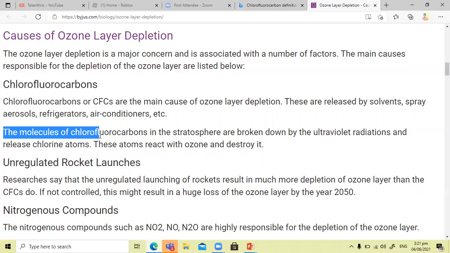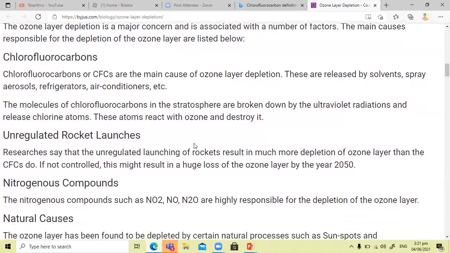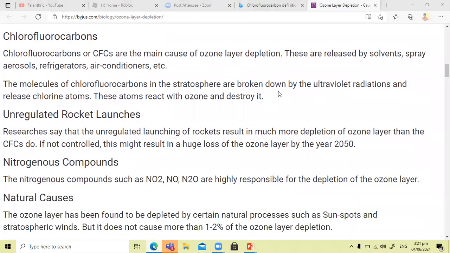So the molecules of chlorofluorocarbons in the atmosphere are broken down by the ultraviolet radiations and release chlorine atoms. These atoms react with the ozone to destroy it.